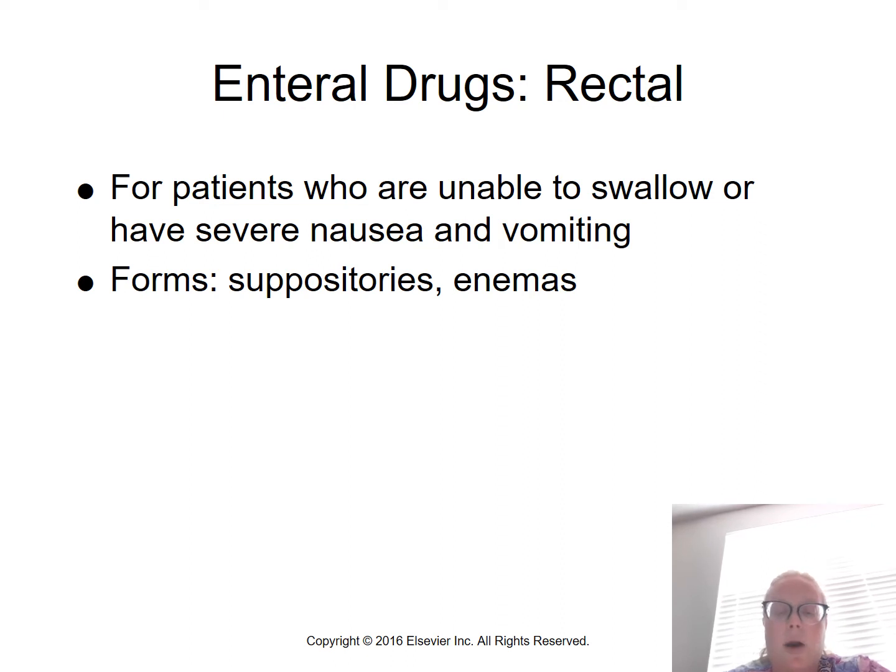So a suppository is a small drug plug designed to melt at body temperature when placed within the rectum or the vagina. The problem is absorption of these kind of medications is not as dependable or predictable as when drugs are given oral. The other thing is a patient with diarrhea, for example, could not hold a suppository long enough for absorption to take place. So this is not always the best route for some patients in their conditions.